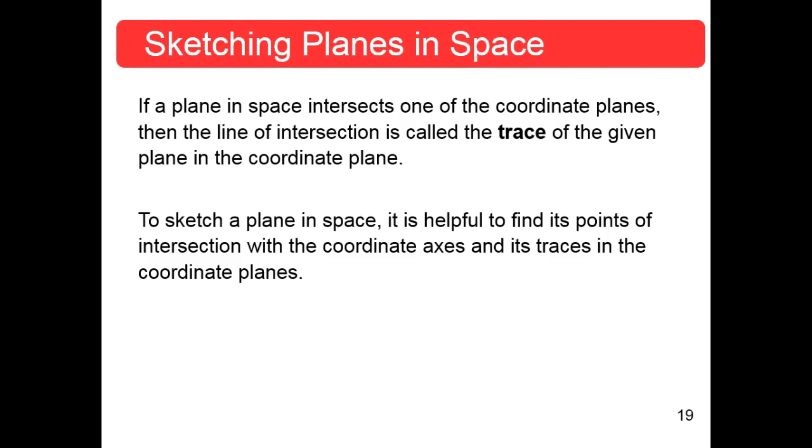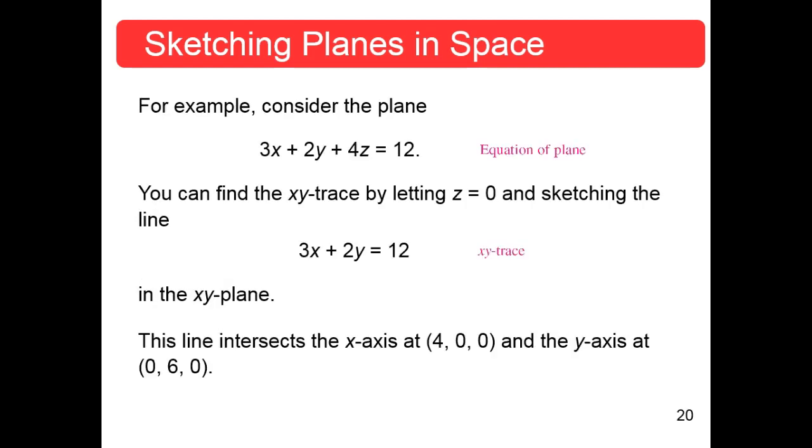Okay, if a plane in space intersects one or more of the coordinate planes, then the line of intersection is called a trace of the given plane in the coordinate plane. Wow. How many planes do they have in that sentence? Okay. To sketch a plane in space, it's helpful to find its points of intersection with the coordinate axes and the traces in the coordinate planes. And I think you'll see once you're doing this, they come out pretty directly and pretty straightforwardly. So let's see what we mean by that.